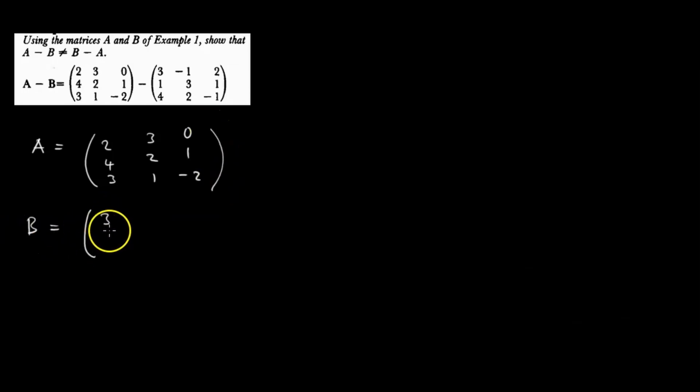We have been told here that A is equal to 2, 4, 3, 3, 2, 1, 0, 1, minus 2. We are also told that B is equal to 3, 1, 4, minus 1, 3, 2, then 2, 1, minus 1. So we want to prove that A minus B is not equal to B minus A.